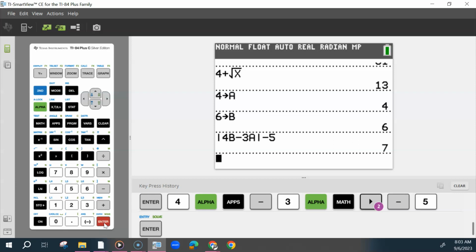Any other evaluating questions or any questions in general about the quiz, about any of the topics, anything like that?